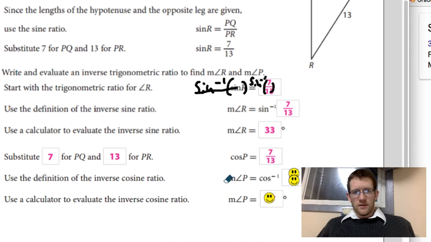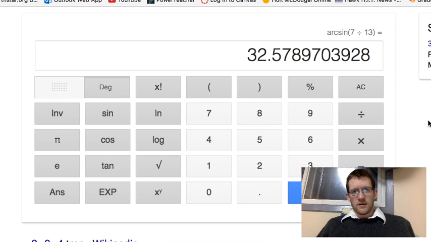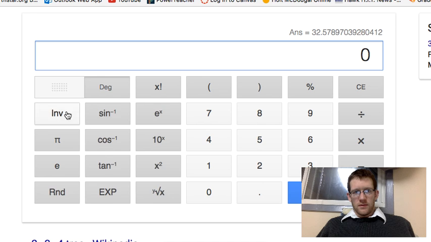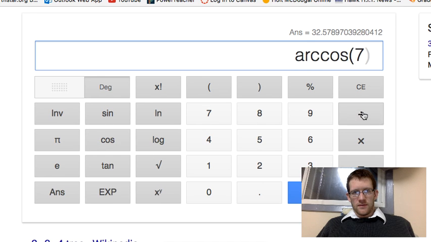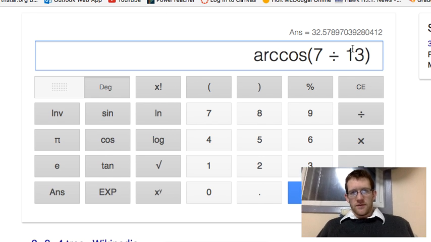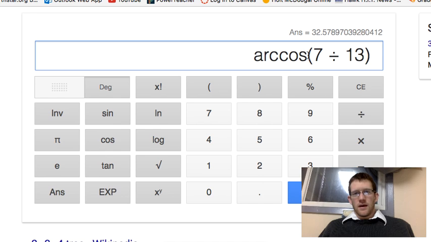7 over 13. Take the inverse cosine of both sides. That gives us angle P equals the inverse cosine of 7 over 13. Inverse cosine 7 divided by 13. Again, if you're doing this on an iPhone calculator, you just hit 7 divided by 13. That spits out that value, or hit equals maybe. And then find the inverse cosine and just punch that button and it'll spit out.